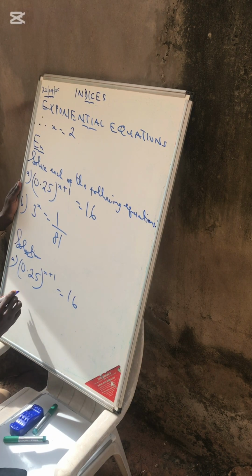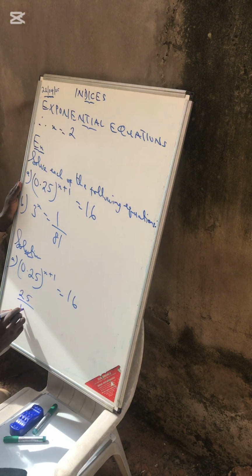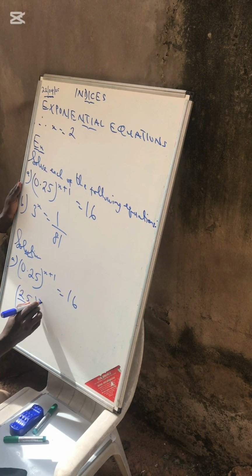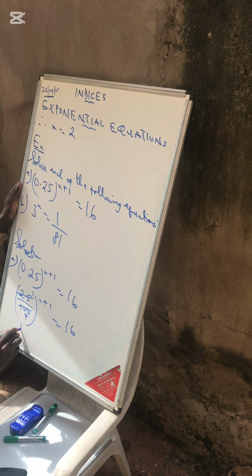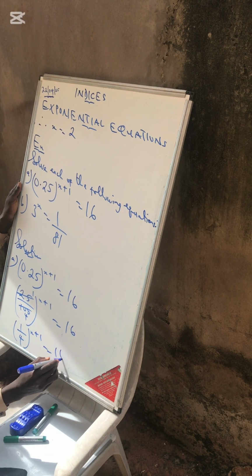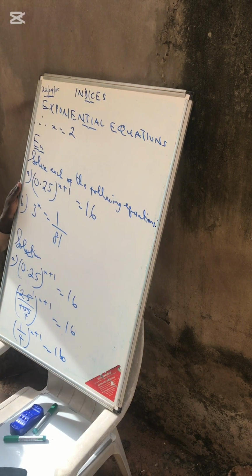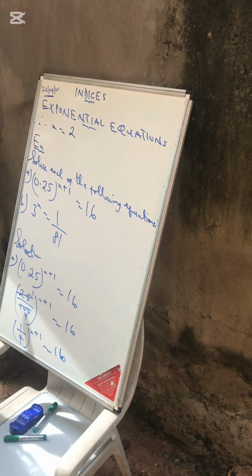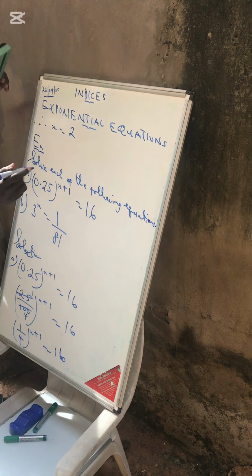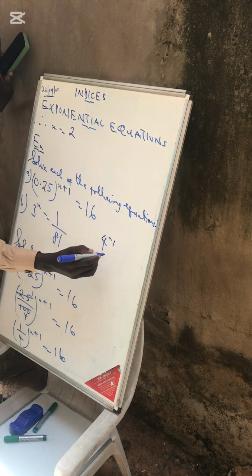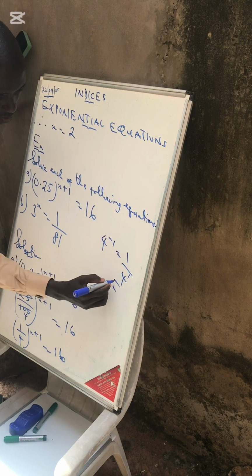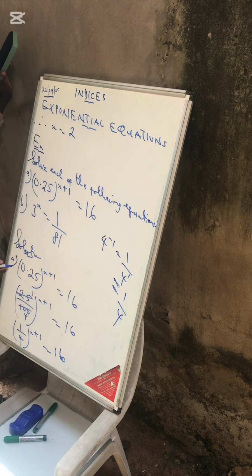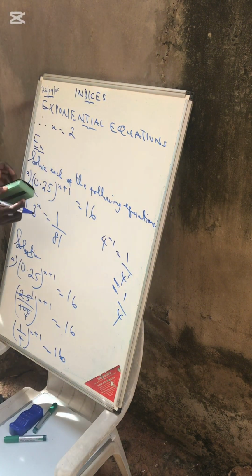You know that 0.25 is the same as 25 over 100. It's actually 1 over 4. So 1 over 4 raised to the power. What is 1 over 4 as a power of 4? It's the same as 4 raised to power minus 1, because 4 raised to power minus 1 is 1 over 4 raised to power 1, which is 1 over 4. So you can write 1 over 4 as 4 raised to power minus 1.